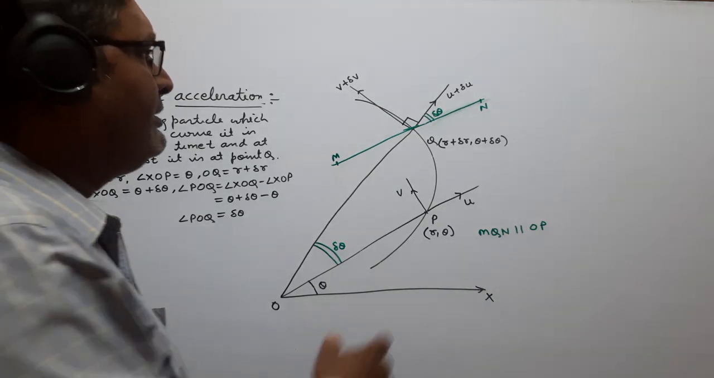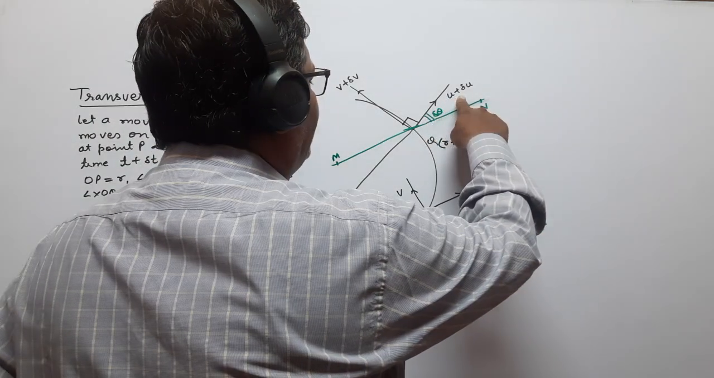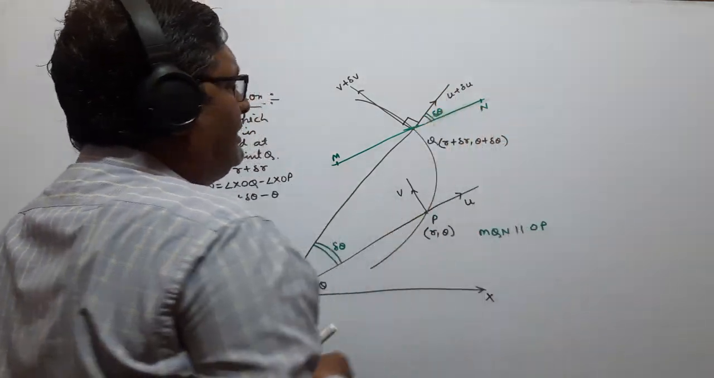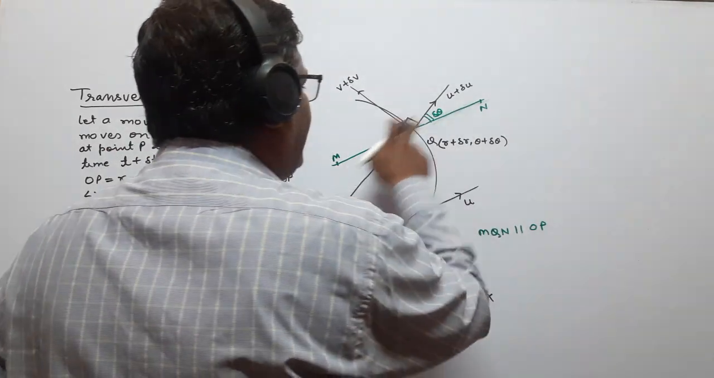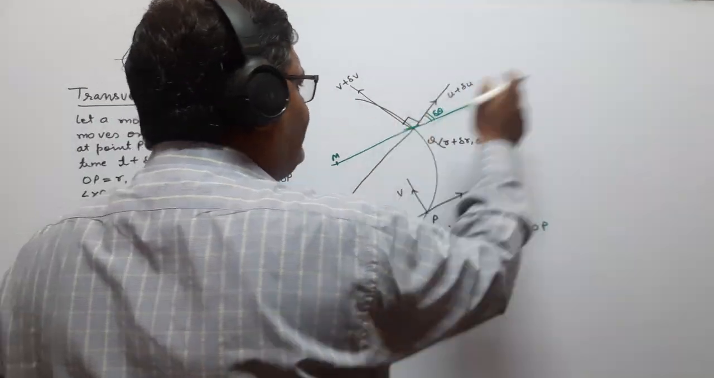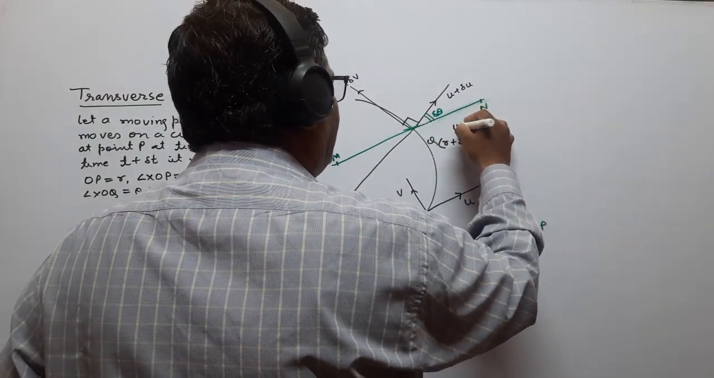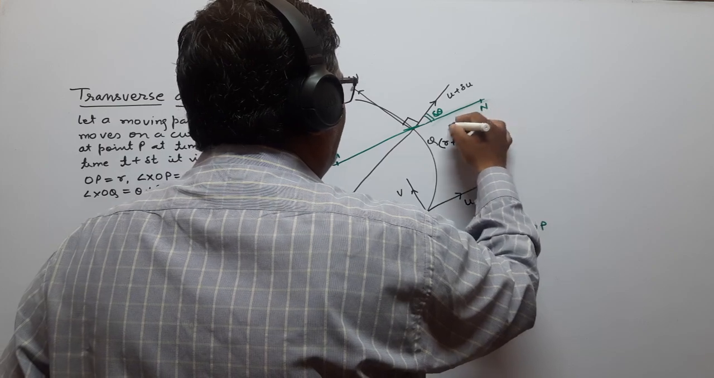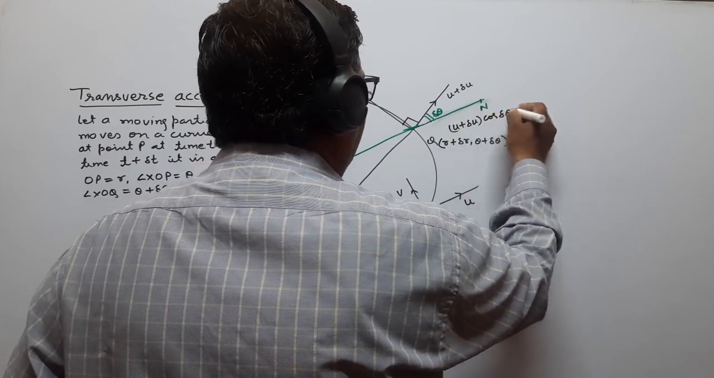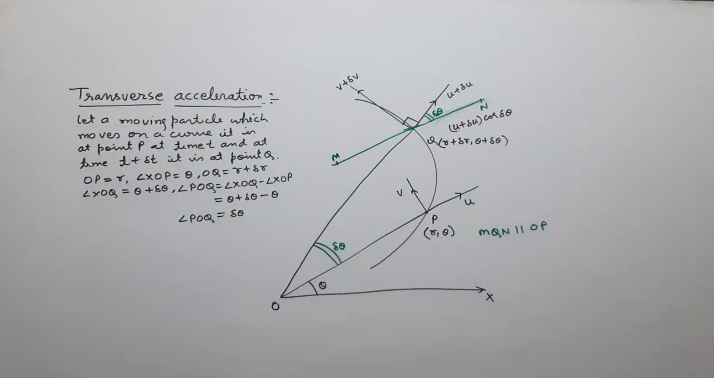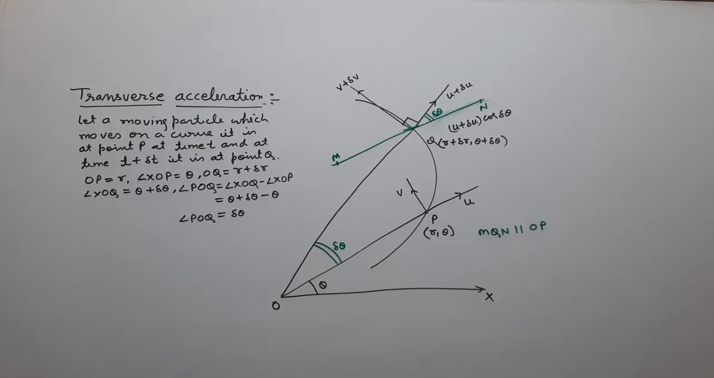Now we find the component of u plus del u in the direction of MN. So we get u plus del u cos del theta. This is the horizontal component of the radial velocity u plus del u in the direction of QN.